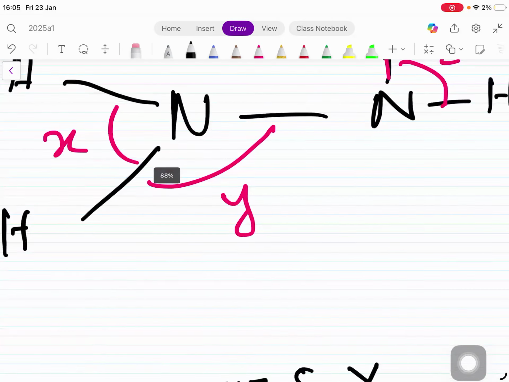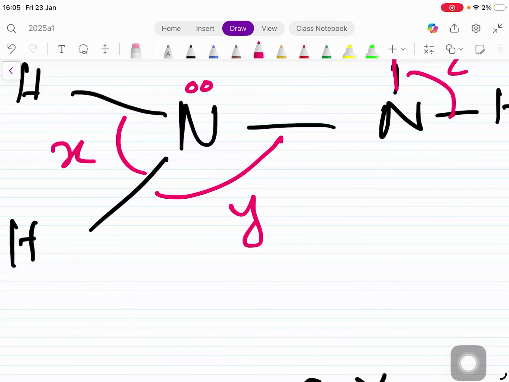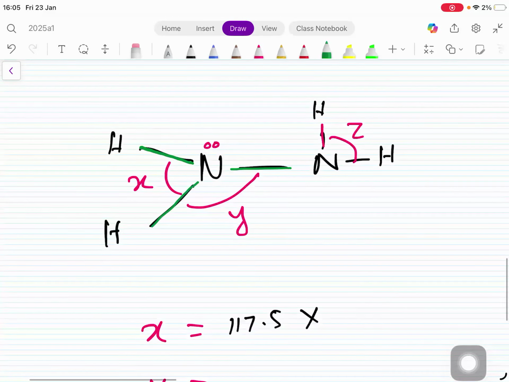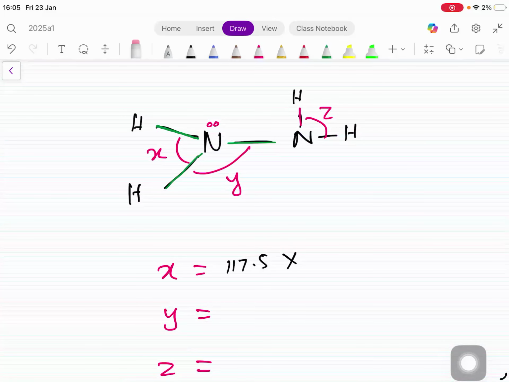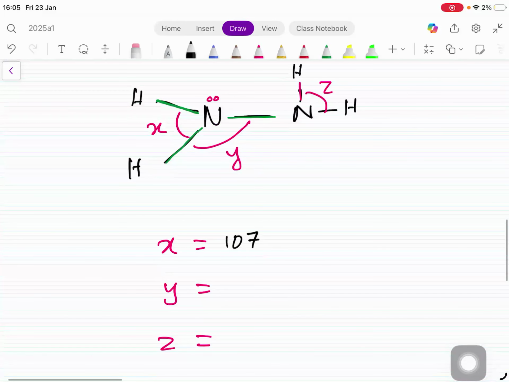Yes. If you look at the nitrogen, nitrogen always has one lone pair. If it has one lone pair and 1, 2, 3 bond pairs, so one lone, 3 bond, all the angles between the bonds, both X and Y should be 107. So both of them are 107. Okay? Both of them are 107.